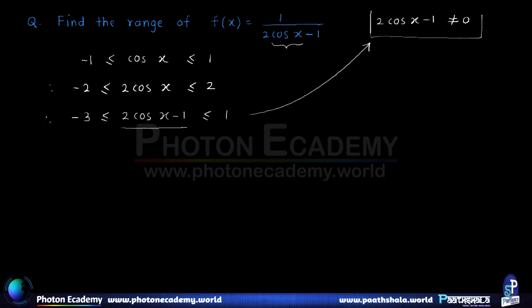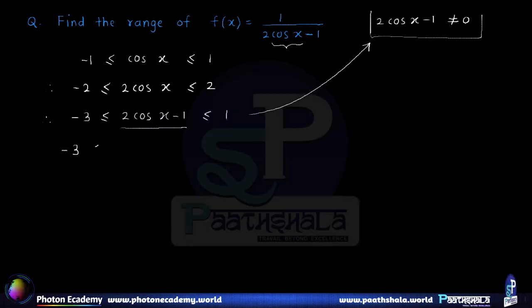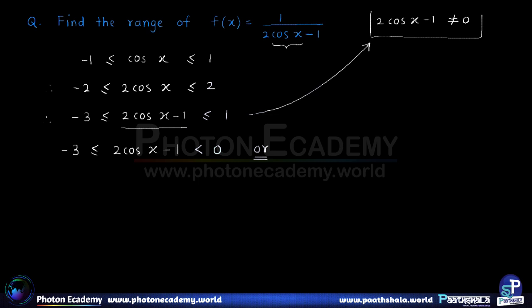So that means we have to consider a break in the given interval. The first part is either -3 less than or equal to 2 cos x minus 1 less than 0, isn't it? Here we cannot have the equality for 0, that is what we have to avoid. Or the other possibility is that 0 less than 2 cos x minus 1 less than or equal to 1.